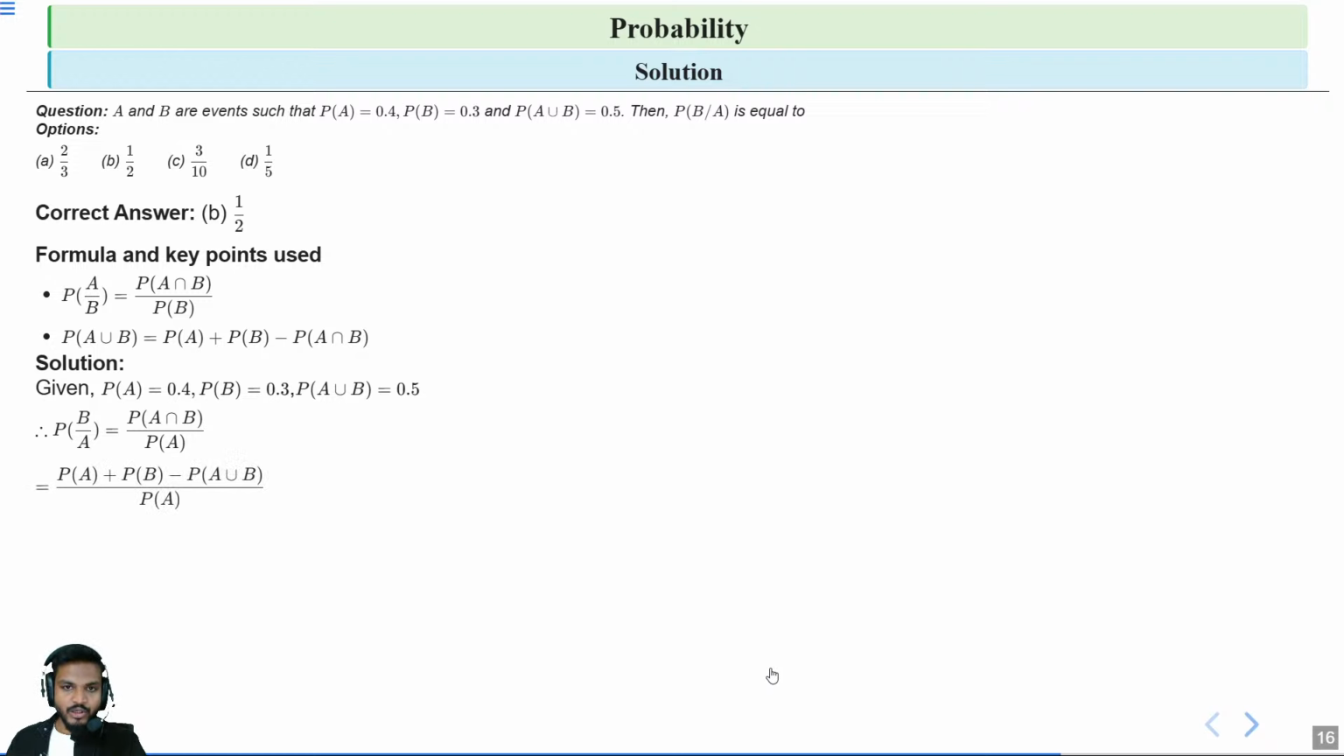Now, as P(A union B) is P(A) plus P(B) minus P(A intersection B), P(A intersection B) is P(A) plus P(B) minus P(A union B). So substitute all the values. We get (0.4 plus 0.3 minus 0.5) by 0.4, that is 1/2. Clear?